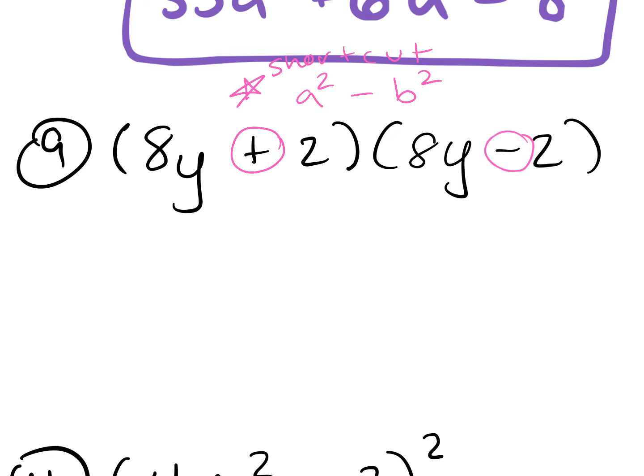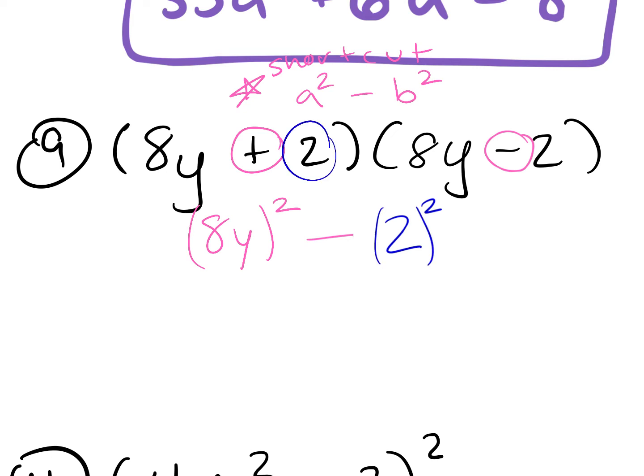A times b, a plus b times a minus b. So what's our a? 8y, so 8y squared minus, what's our b? 2 squared. So this one's our b. This one's our a.